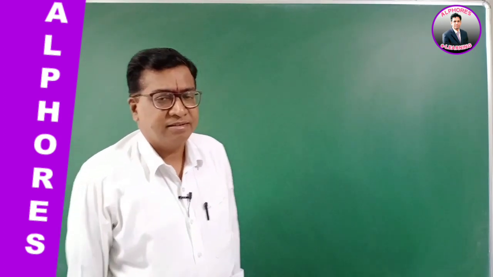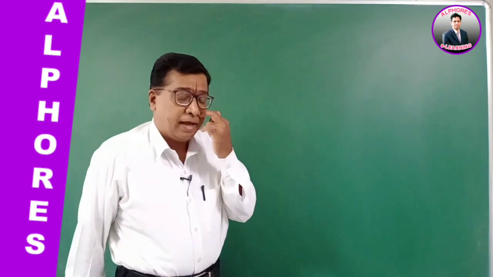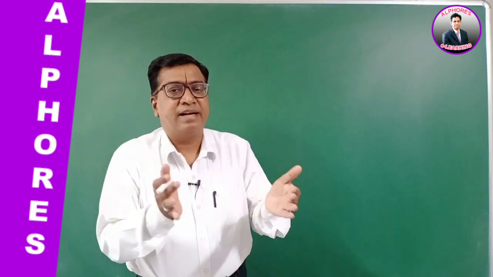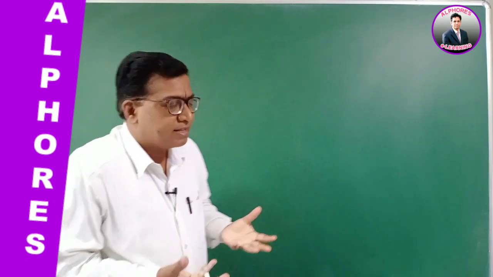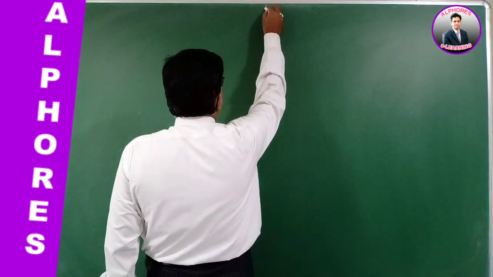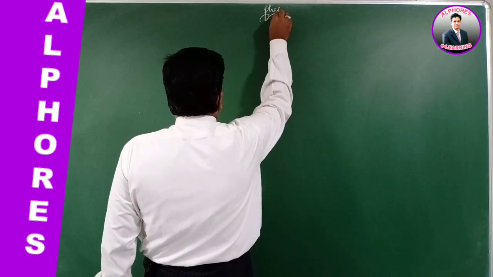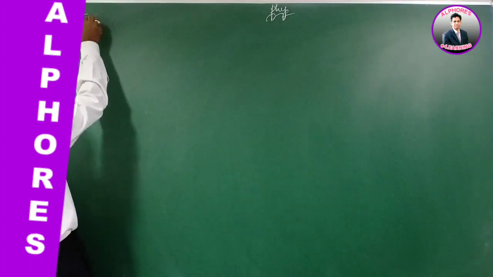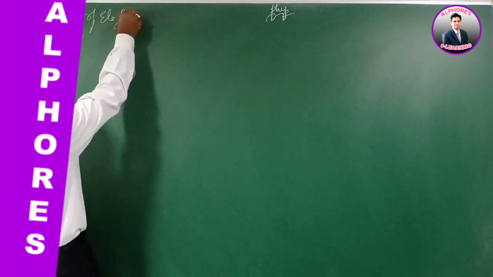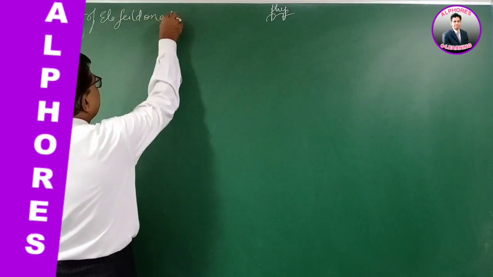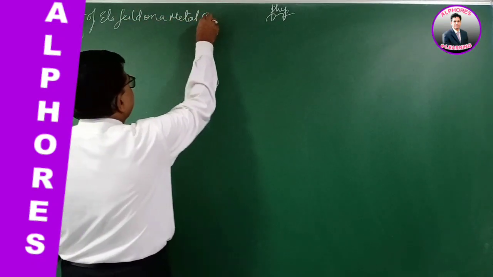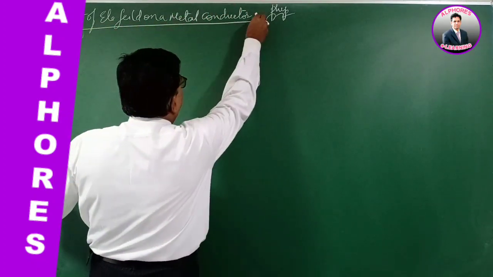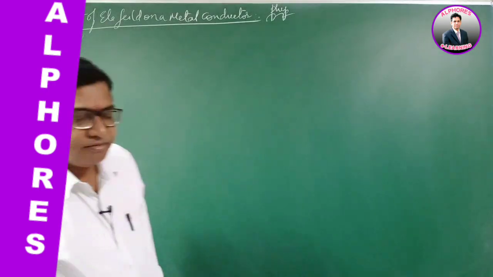Now in this session we shall discuss the effect of a metal conductor in an electric field. When a metal conductor is placed in an electric field, what effect does it show? What properties can we understand? So, the effect of the electric field on a metal conductor: when a metal conductor is placed in an electric field, what are the various points we can understand? We'll know about this.